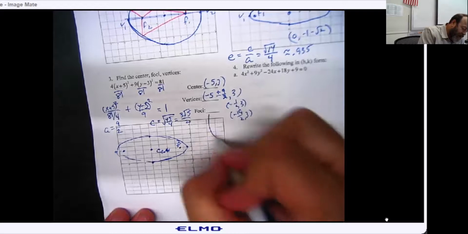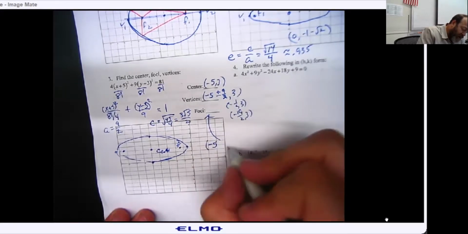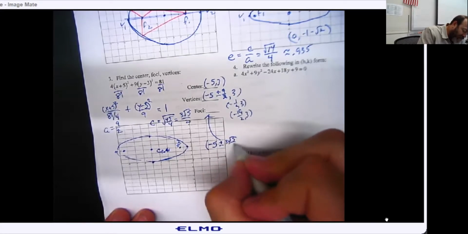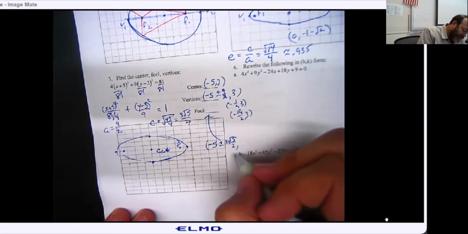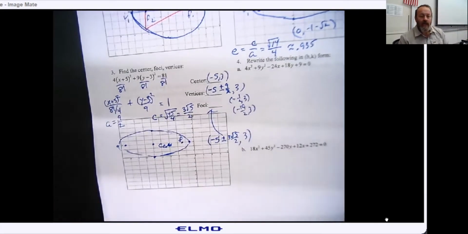And my foci, I didn't give myself enough room here, would start at negative 5. And I'd move over and back 3 roots of 5 over 2, comma, 3, because that portion never changes. And that is, again, the equation of that story.